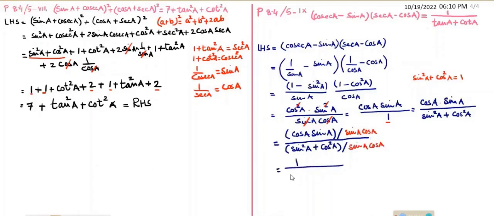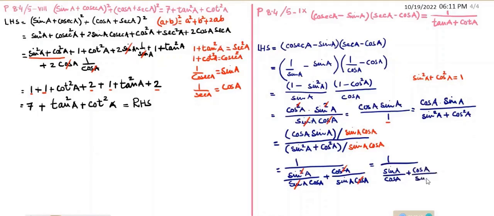This will leave numerator as 1 and denominator can be expressed as sin square A divided by sin A cos A plus cos square A divided by sin A cos A. Upon simplification, we get 1 over sin A divided by cos A plus cos A divided by sin A. That is 1 over tan A plus cot A.